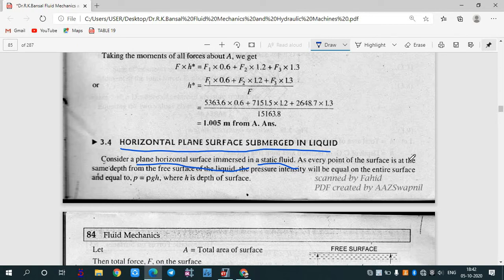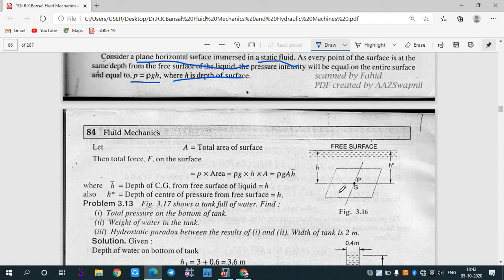As every point on the surface is at the same depth from the free surface of the liquid, the pressure intensity will be equal over the entire surface, equal to P = rho g h, where h is the depth of the surface. As you can clearly see, this is a horizontal plane. This point P and this point G are coinciding.